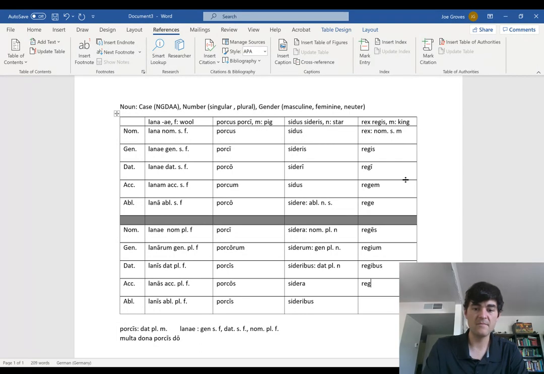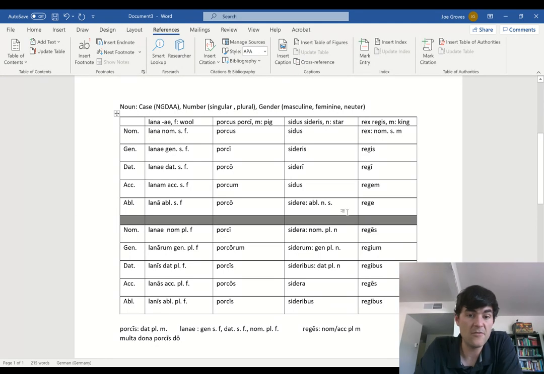regibus, reges, and regibus. If I asked you for the form ID for reges here, then, well, you would have two options. You could say nominative or accusative, plural, masculine. And then if it's in a sentence, you might have to pick between these. So that's what you want for any of your form ID questions.